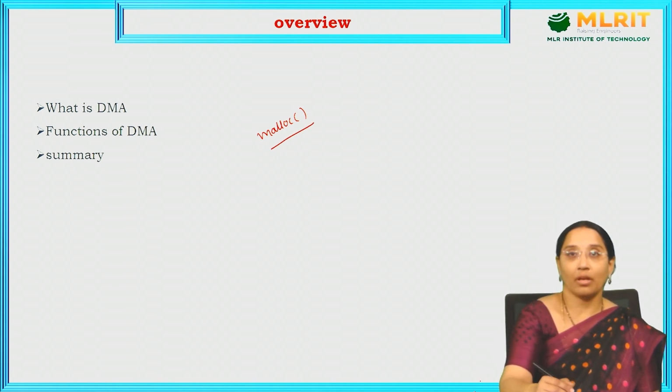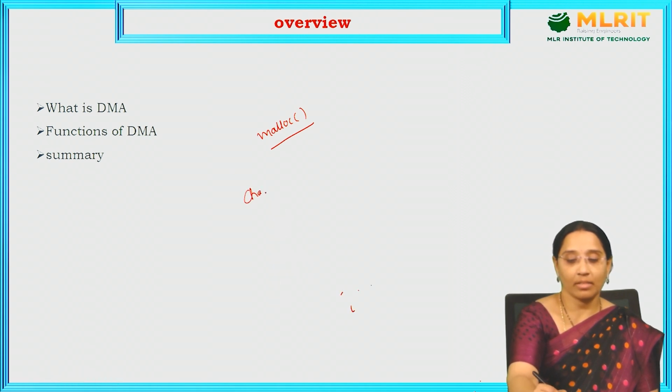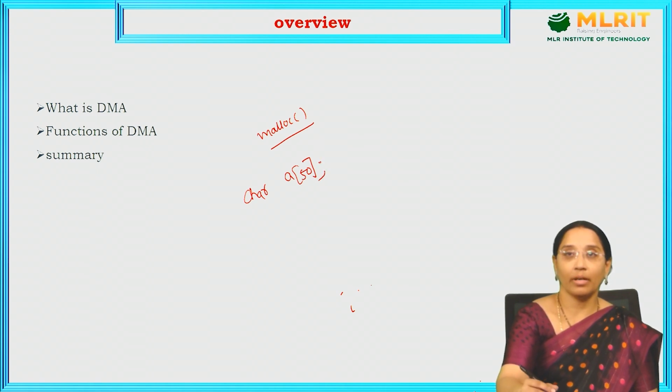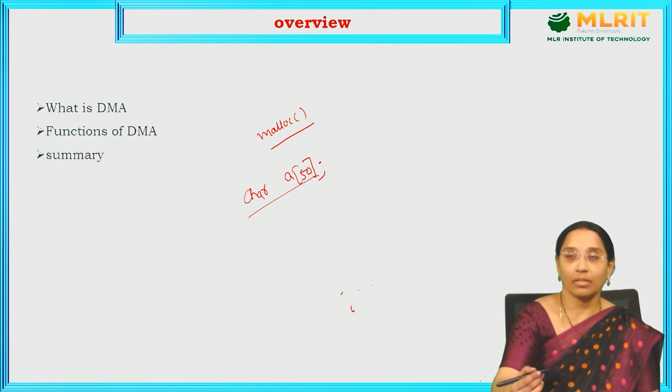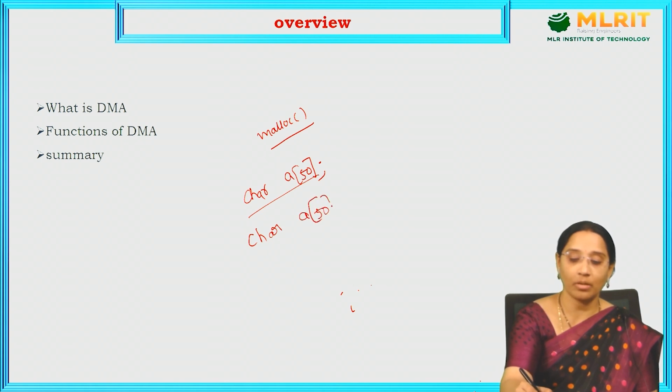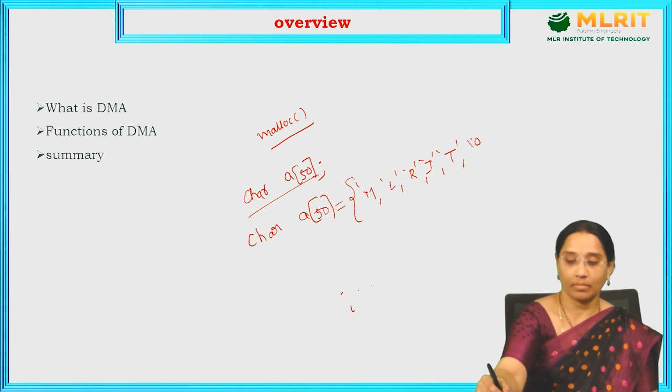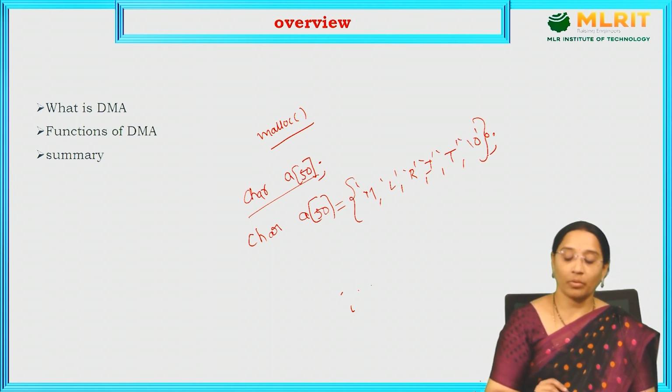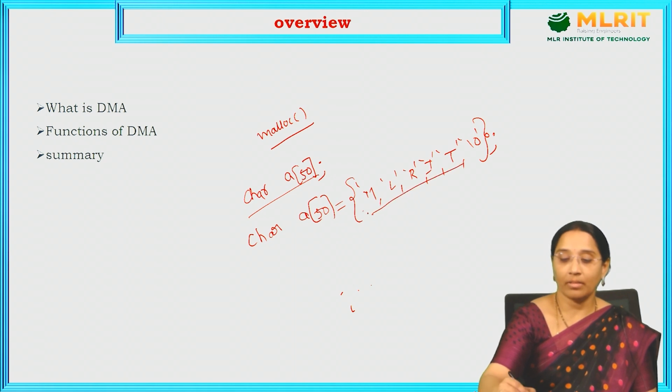So what is static memory allocation? Let's recall the last session. Suppose I declare like this, char a of 50. So this is a declaration, and it is a string declaration. A string is an array of characters. Suppose I initialize the same thing, char a of 50 is equal to, at compile time, the string mlrit.